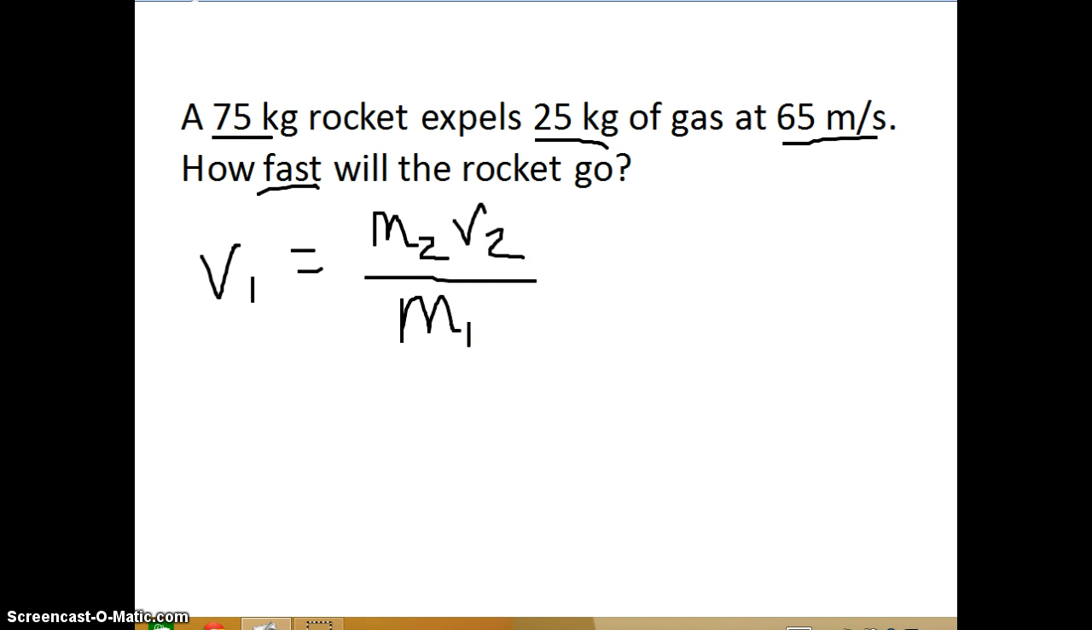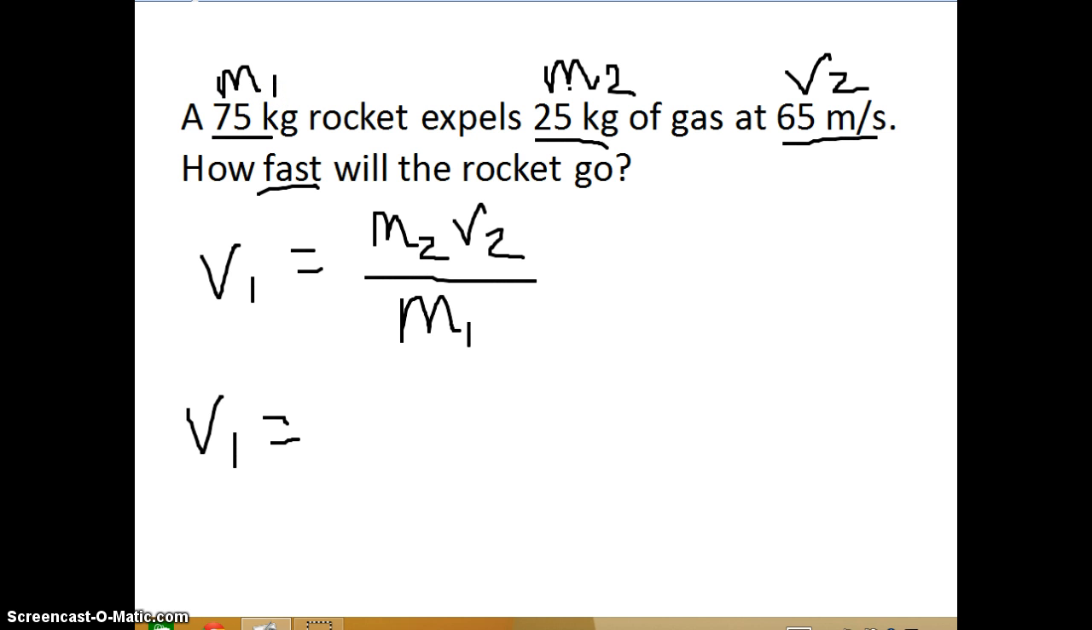Now the hardest thing to figure out is which one's the M2 and the M1. Whatever is your V2, so this is your V2, you need to figure out what mass that one is. So the 65 meters per second was your gas, so that means the mass of the gas, which is 25, is also your M2, so this has to be your M1.